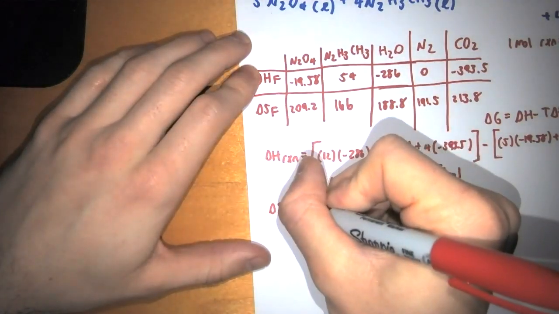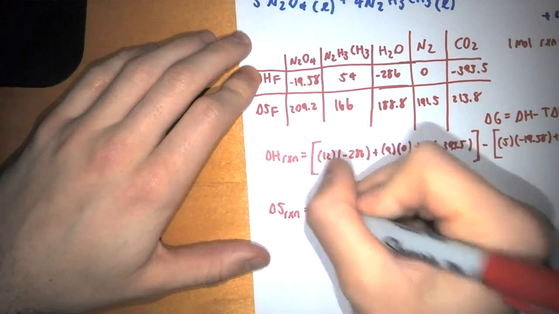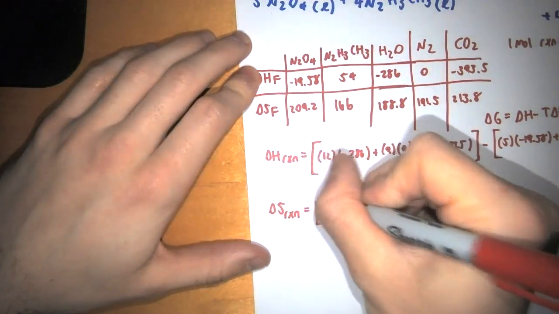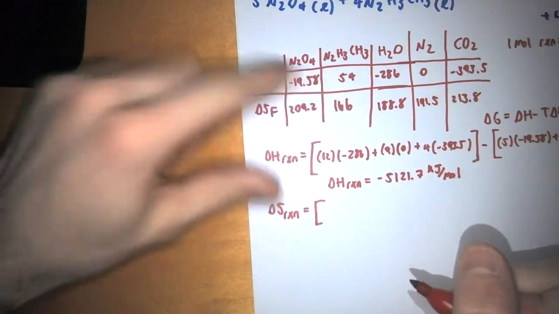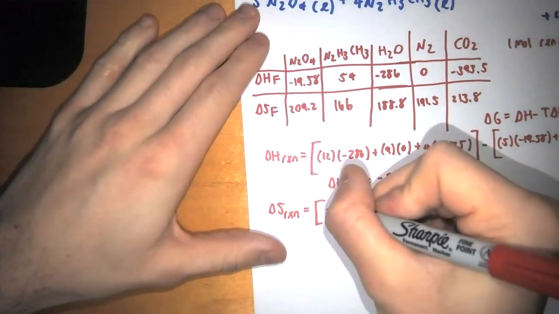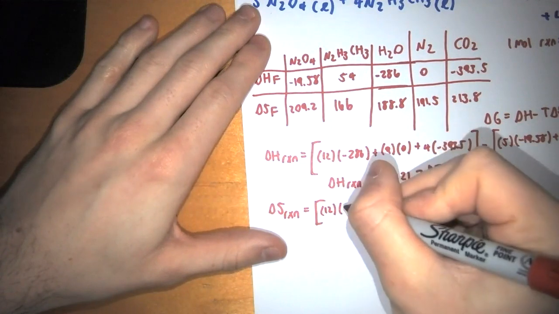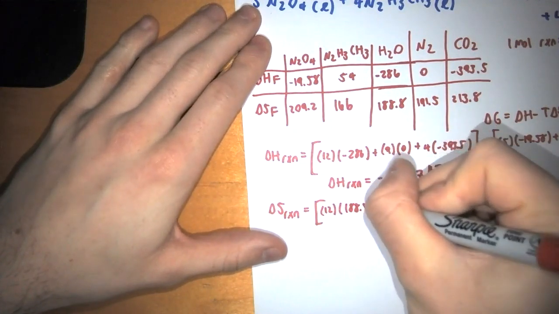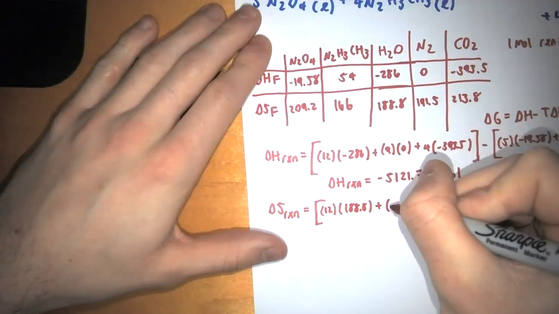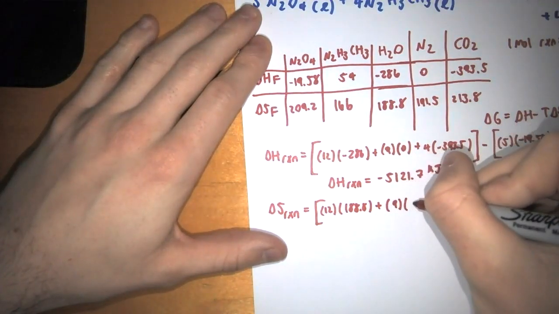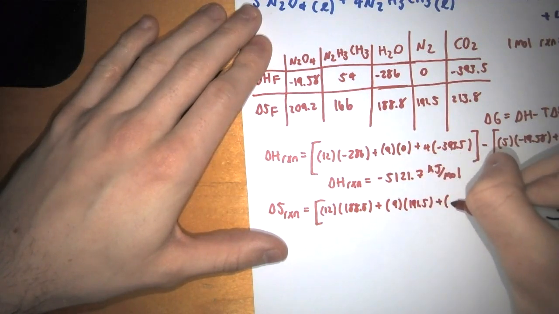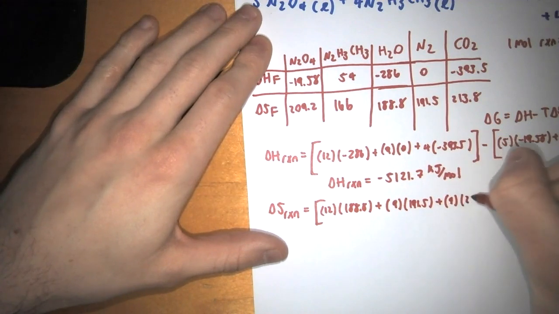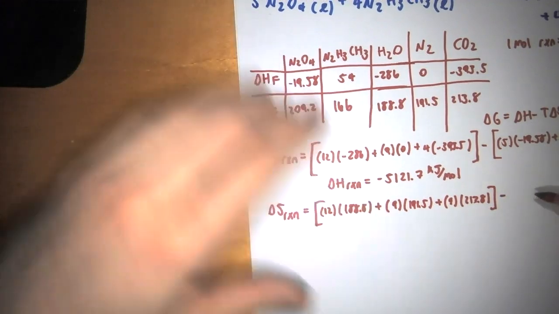So I'm looking for the delta S of the reaction. Well, we know it's just products minus reactants, so we're going to do the exact same thing, except we're going to use the second row here with delta S of formation values. So I have, once again, 12 times 188.8 plus 9 times 191.5 plus 4 times 213.8. Sorry, I'm writing small. I just want to fit this. So that's my products and bracket.